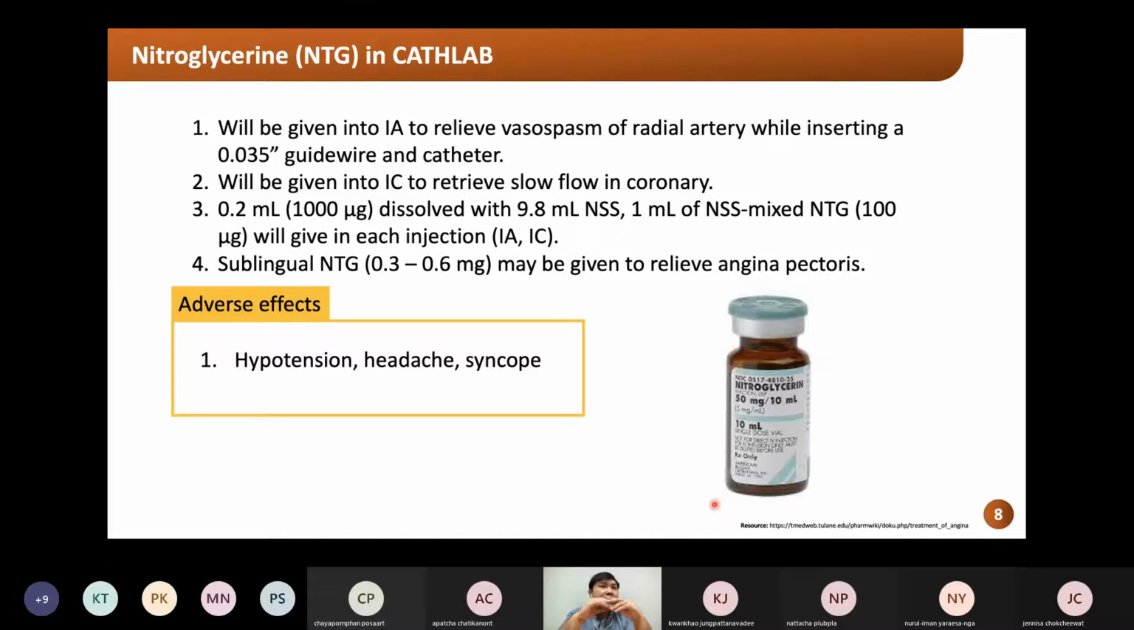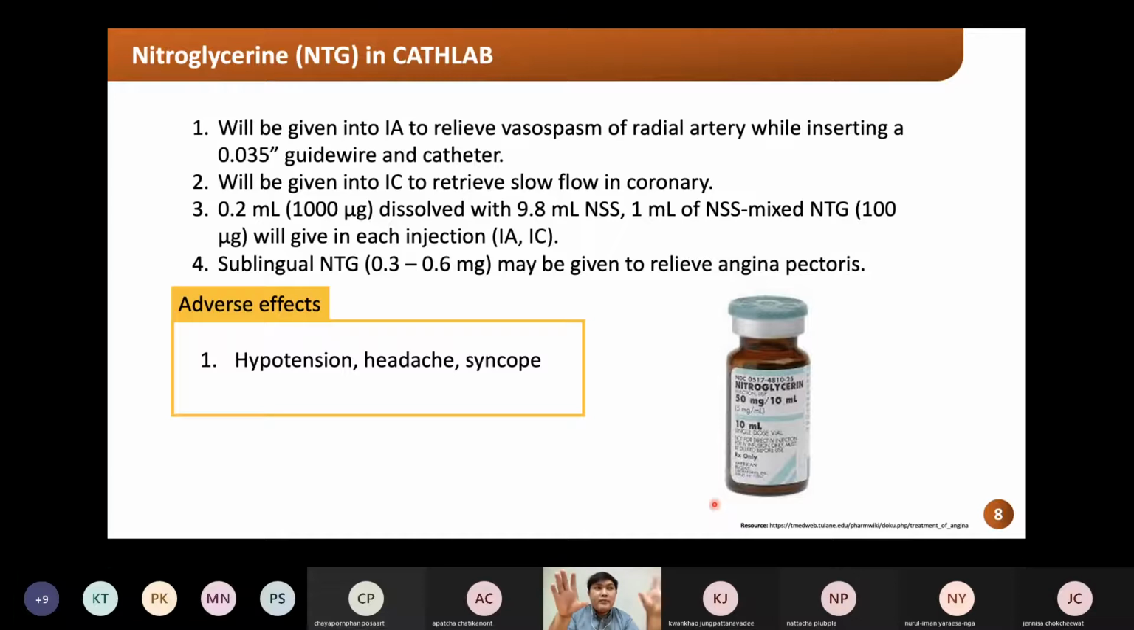And the NTG will be given intra-arterially to relieve vasospasm, like I said before, while inserting the catheter or diagnostic guide wire, the 0.035 inch guide wire that is used to introduce the diagnostic catheter or guiding catheter to reach the aorta.